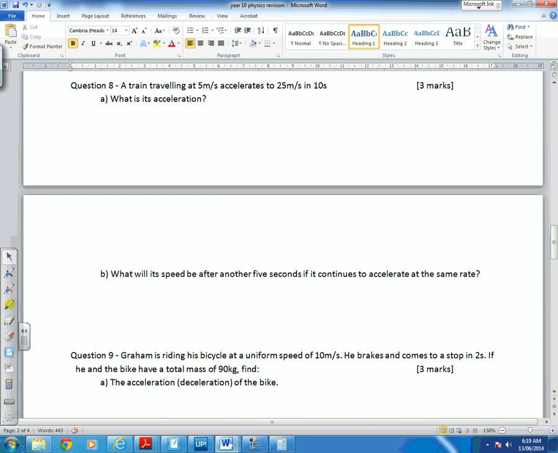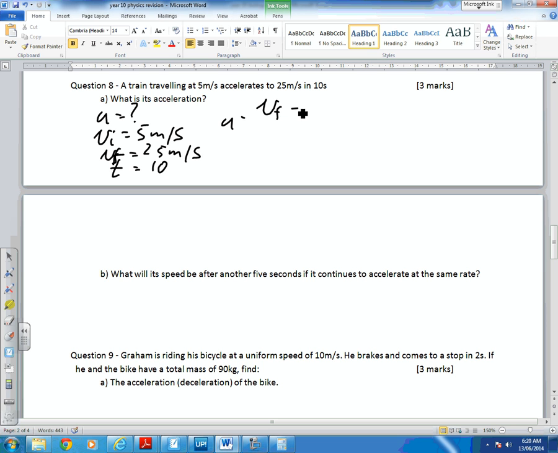A train travelling 5 metres per second accelerates to 25 metres per second in 10 seconds. So train, we want to find acceleration, so it's question mark. Initial speed is 5 metres per second. Final speed is 25 metres per second. Time is equal to 10 seconds. Acceleration equals final speed take initial speed over time. So it's going to be 25 take 5 over 10. 25 take 5 is 20, divided by 10, it's going to be 2 metres per second per second.